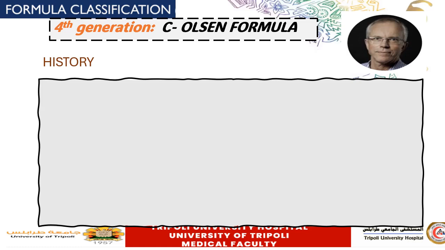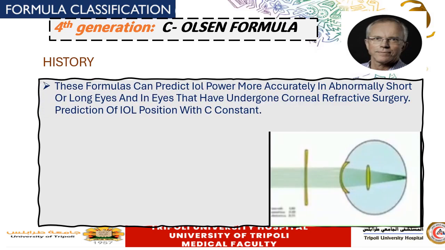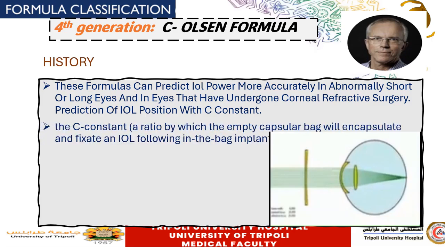Earlier I mentioned that the Olsen formula adopts the new principle of ray tracing, and by this method of estimating the effective lens position, it became very effective and very useful in short eyes, long eyes, and also in eyes with keratorefractive procedures. And the principle of the C constant is the ratio by which the empty capsular bag will encapsulate and fix the intraocular lens. This is a very unique approach because it takes into consideration the IOL position as a function of the preoperative AC depth as well as the lens thickness.